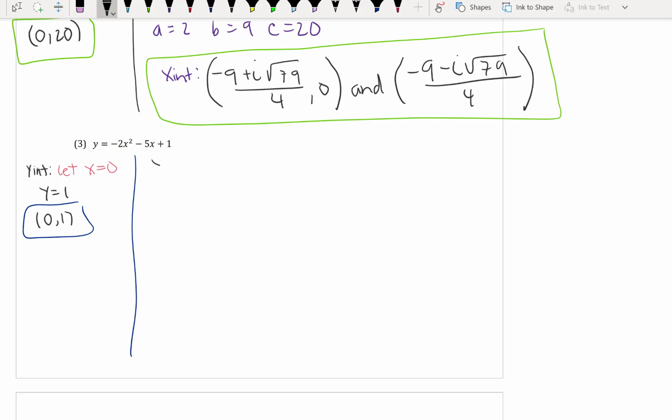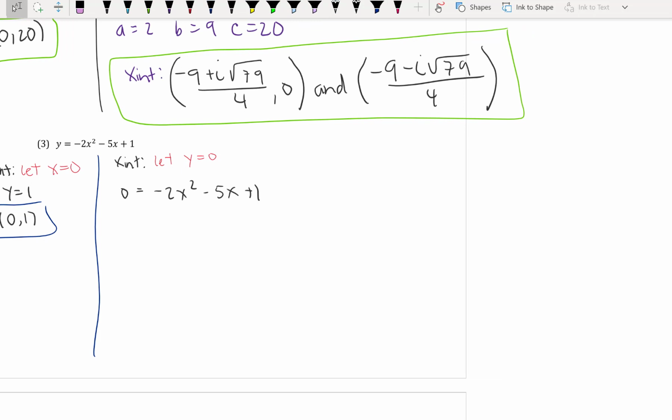Now I want to think about the x-intercept. That's when you let your y value equal 0. So you have 0 is equal to a negative 2x squared minus 5x plus 1. Well, I already know that this is not going to factor, so I'm going to go ahead and go with the quadratic formula. So I have a negative b value plus or minus, and I have 2 times my a value. So that b value that I'm plugging in is a negative 5.